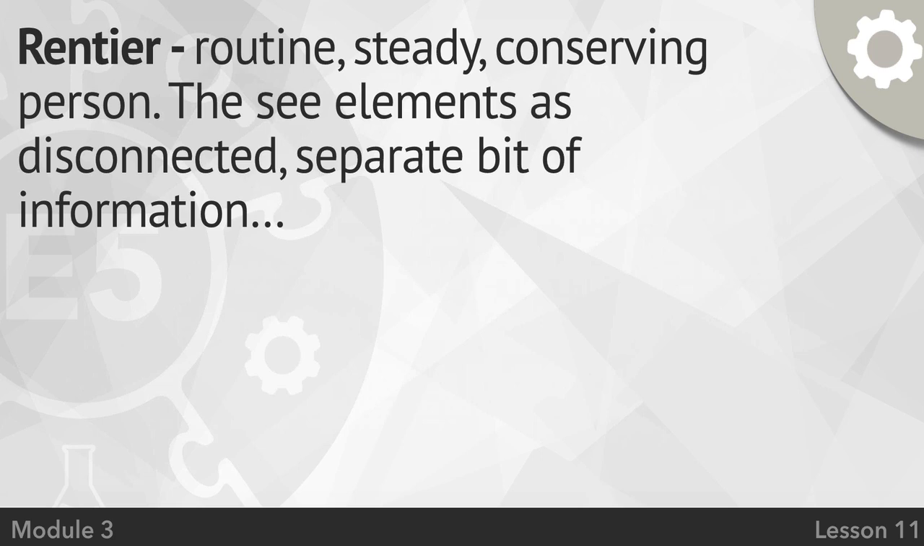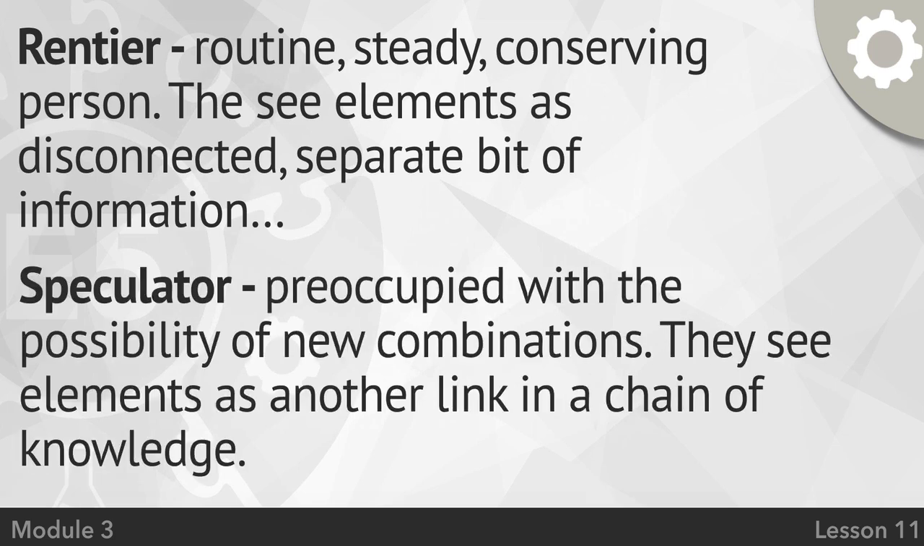But then you've got the speculator, and speculators are the individuals that are preoccupied with new combinations, with the possibility of new combinations. They see elements not as totally separate, but as another link in the same chain. And they look for combinations. They're constantly on the lookout to see how things can be connected, how one thing can be connected to another, how your tire can be connected to your chair in your office, how the sign on the highway can be connected to the pencil in your drawer. They look for the possibility of new combinations. They're constantly, proactively, intentionally looking for these new combinations.